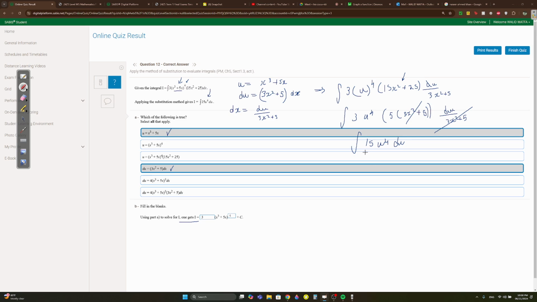You want to integrate, you drag 15u down, you add 1 to the power, and divide by 5, and then you always say plus c. So you're going to get 3u to the power 5 plus c. Can we keep it in terms of u? No, we can't. We have to change u back into x cubed plus 5x. So (x cubed plus 5x) to the power of 5, plus c. Okay, there you go.